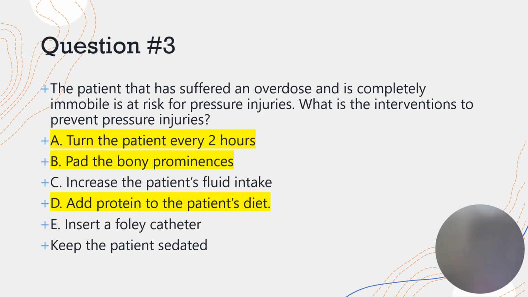This is question number 3. The patient that has suffered an overdose is completely immobile and is at risk for pressure injuries. What are the interventions to prevent pressure injuries? Turn the patient every 2 hours, pad the bony prominences, increase the patient's fluid intake, add protein to the patient's diet, insert a Foley catheter, or keep the patient sedated.